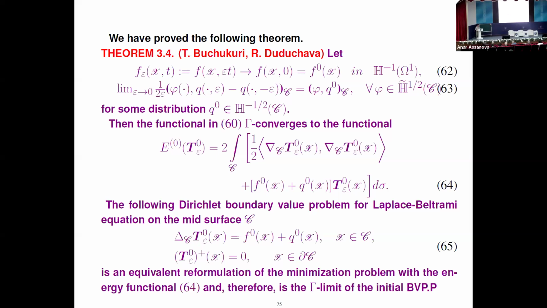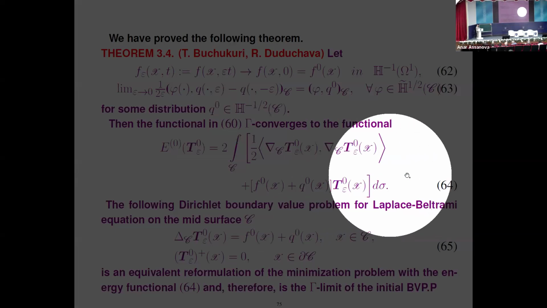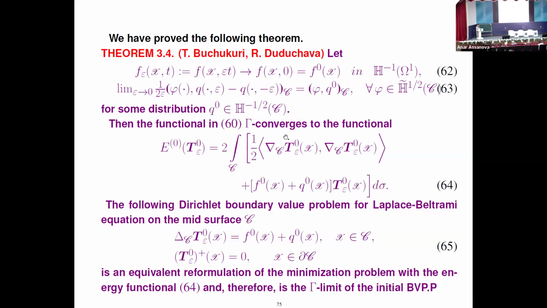Then the energy functional, which we had, converges to the functional written here. Functional 64 is the gamma limit of the energy functional. This is the result. The proof, as I told you, is about 5 pages. It is in the paper, and if somebody is interested, I can send this paper.